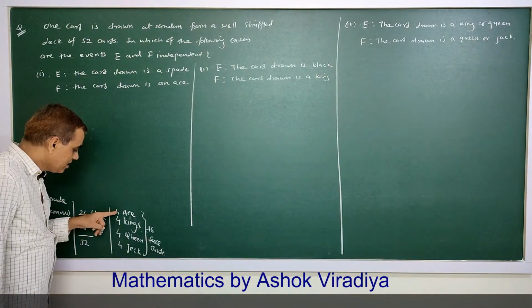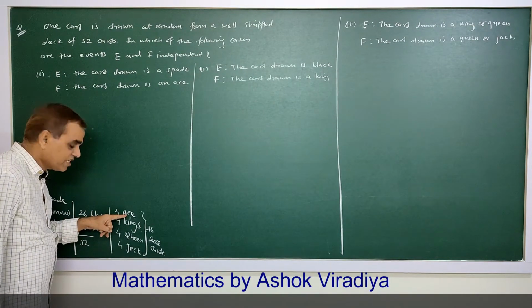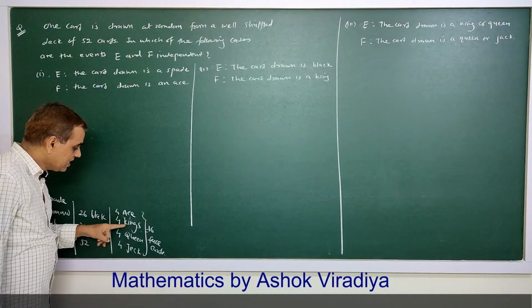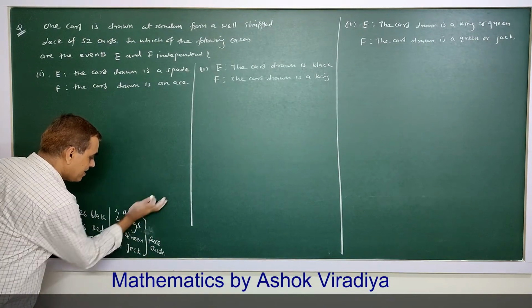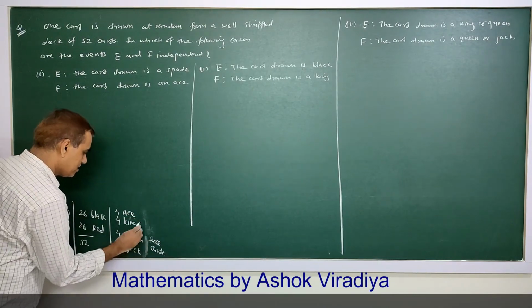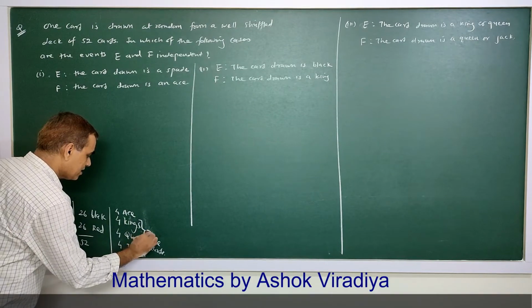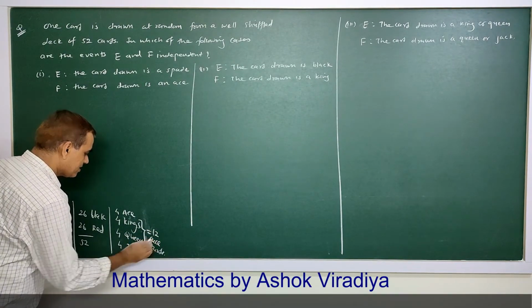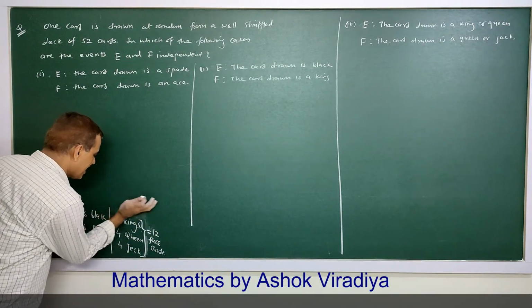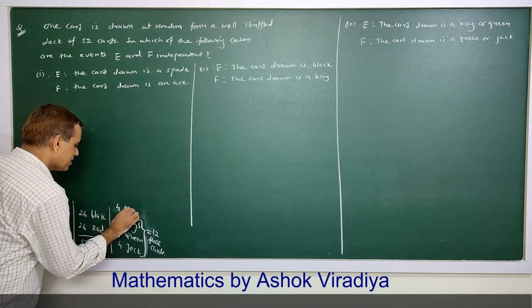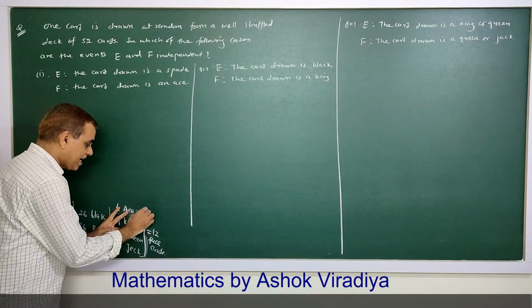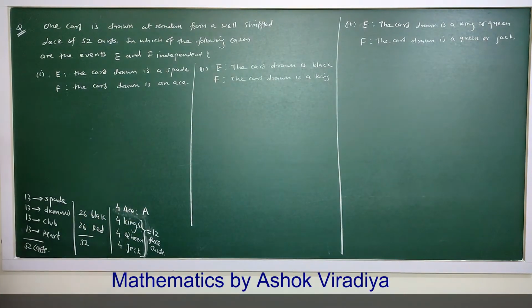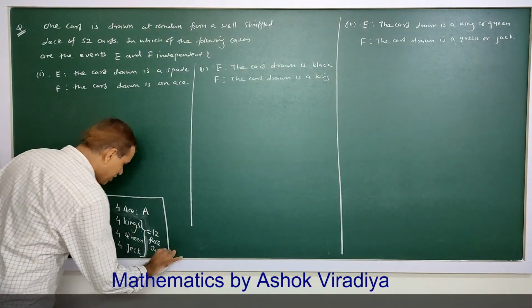Sorry, 4 ace, it is not considered as face cards. King, queen and jack, these 12 are face cards. These 12 cards are face cards. And 4 aces, that is cards having picture A. So remember these words in questions of cards.